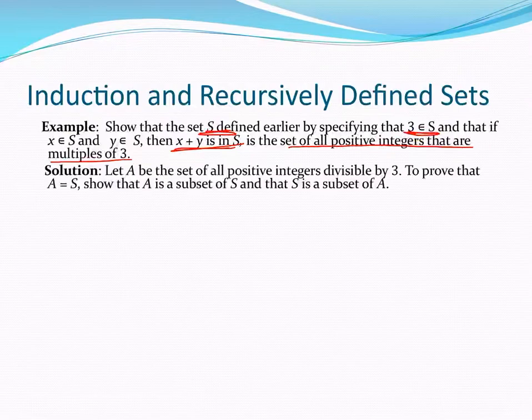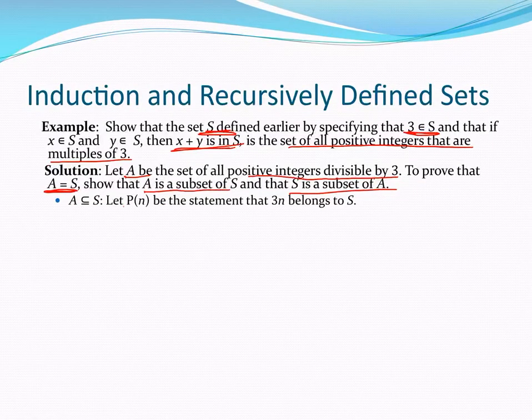So we'll let A be the set of all positive integers divisible by 3. We want to prove that they're equal, and we're proving two sets are equal. We want to show A is a subset of S, and S is a subset of A. So we'll start with A as a subset of S. A contains multiples of 3. That means anything with 3 times an integer will be in A.